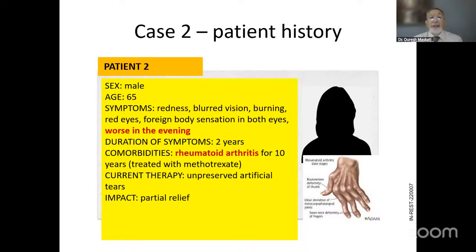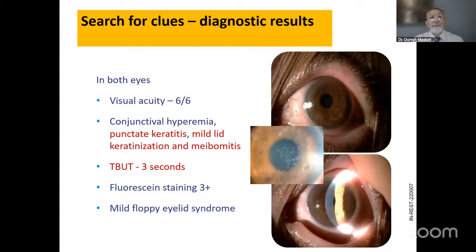Current therapy was unpreserved artificial tears plus methotrexate. The patient still had only partial relief. So we searched for clues. Visual acuity was good. There was conjunctival hyperemia, few punctate spots that you can see, mild lid margin keratinization, because when there is dry eye for a long time, the lids get keratinized. The openings of the meibomian glands get closed, and meibomitis was there, meibomian gland disease.